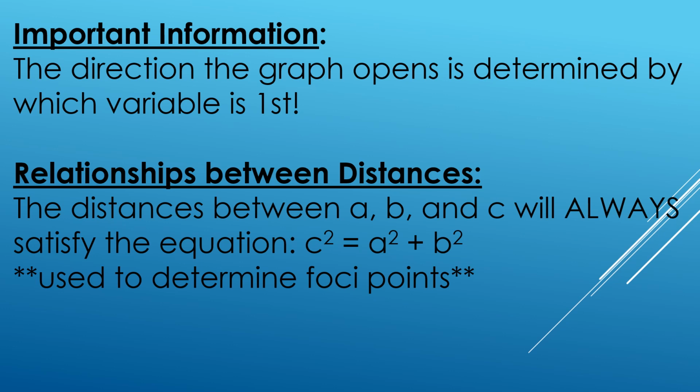Okay, so the direction of our graph is determined by which variable is first. Is it the positive x squared, or is it a positive y squared? Remember, one of those terms will be negative. The distances between our a and our b and our c values satisfy the equation c squared equals a squared plus b squared, because when we graph a hyperbola, the two foci points are now on the outside of our hyperbola. Remember, it's got to be focusing on that particular point. So we have to change our equation for that.